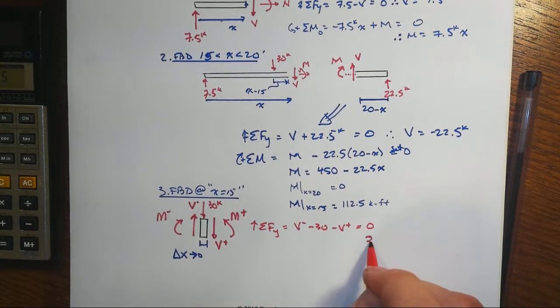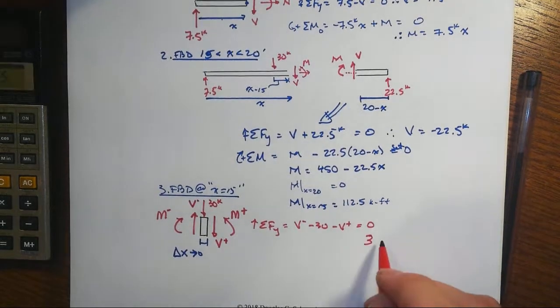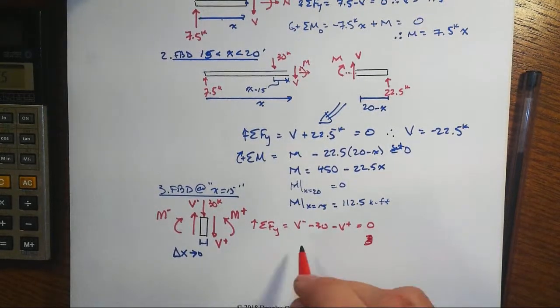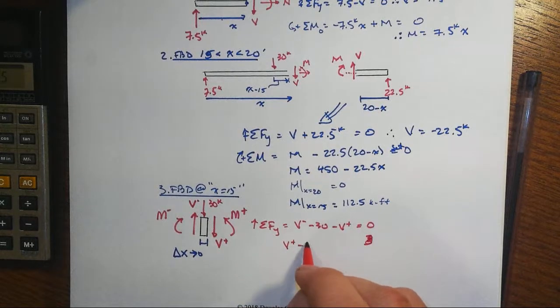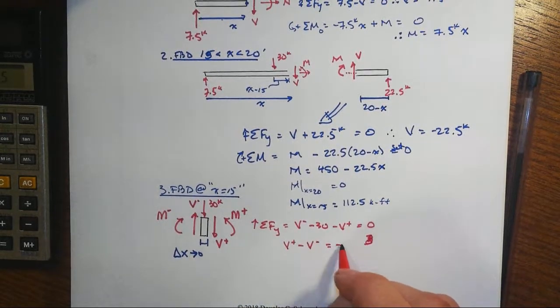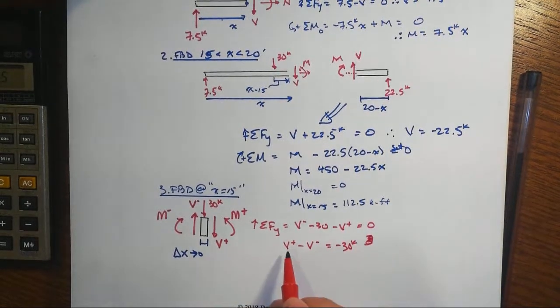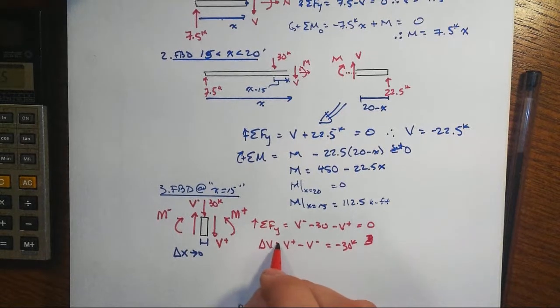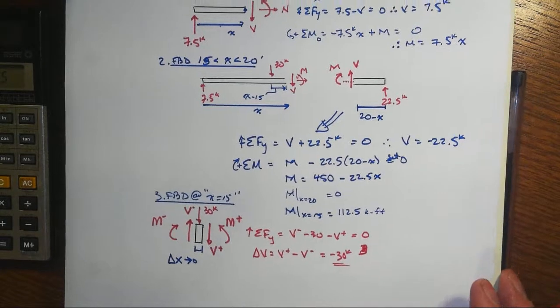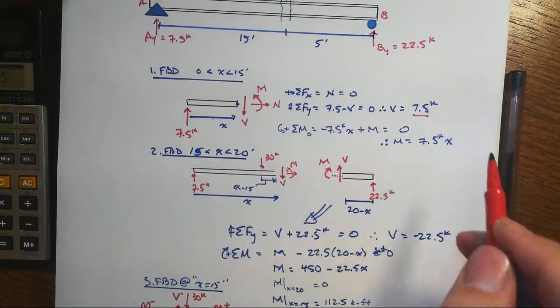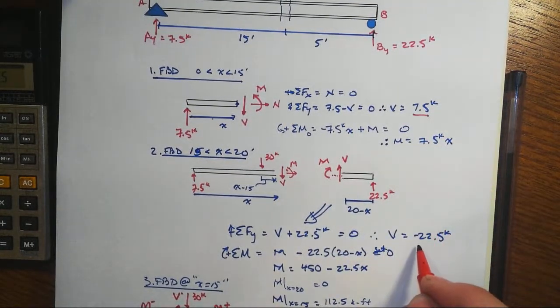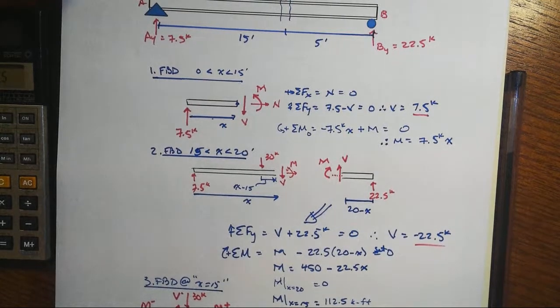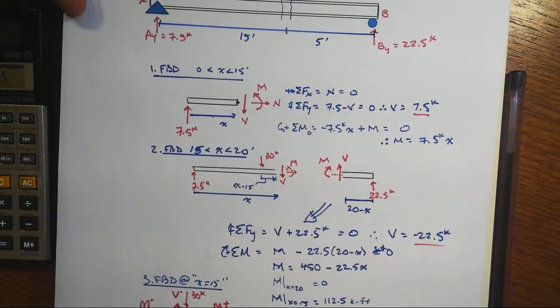Then 30 comes over to the other side. No, I don't want to do it that way. I want to have V plus minus V minus, and that will equal minus 30. Why did I want to do it that way? Because plus meant to the right, and so as we're marching left to right, the delta V is going to equal this concentrated force. It's going to go down by 30. And is that not what happened? We started at 7.5, and then immediately that load dropped us by 30, and we went to a negative 22.5.